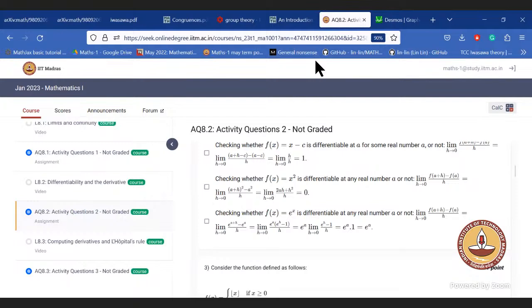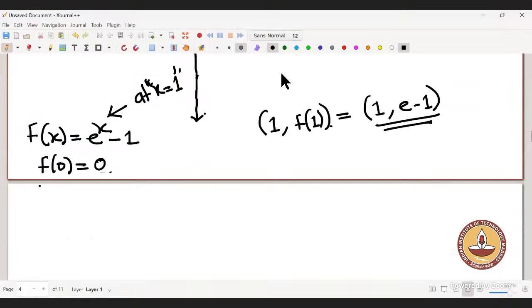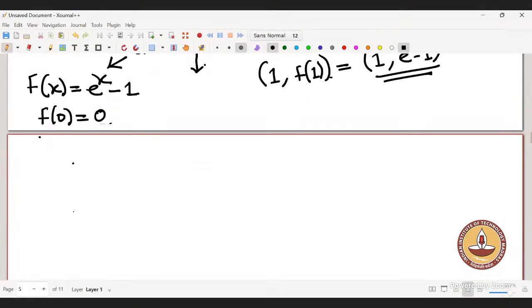So it will be e power h. 1 will become 0, so we keep e power h, and g will become 1. So it will be e power h into h minus e power h minus 1 into 1 by h square. No, I guess you are making some mistake. Just a minute. What are you actually computing? You are computing this, right?